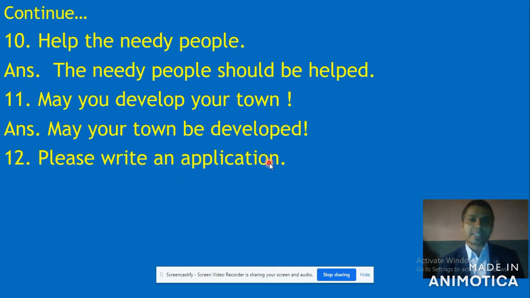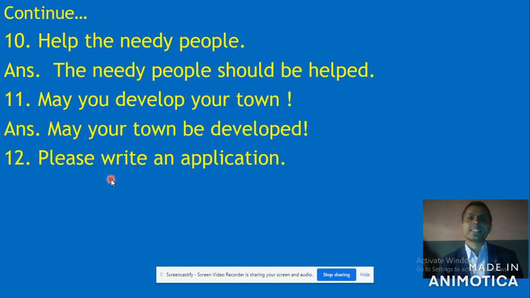If it is only write an application, then let an application be written will be the answer, right? If there is no please. But here, what is the other word given here? Please. It makes this sentence a request.